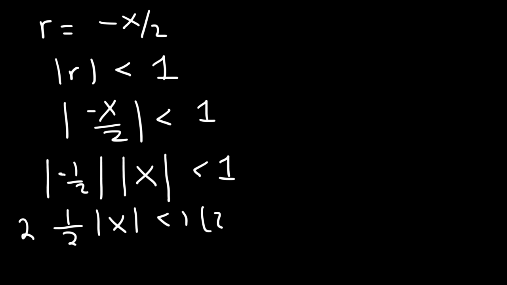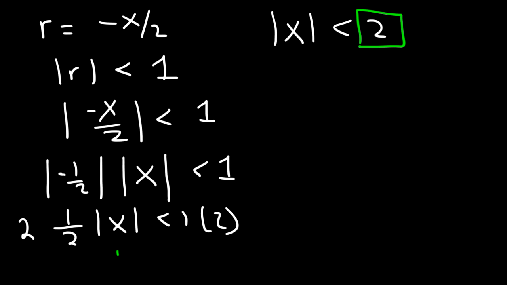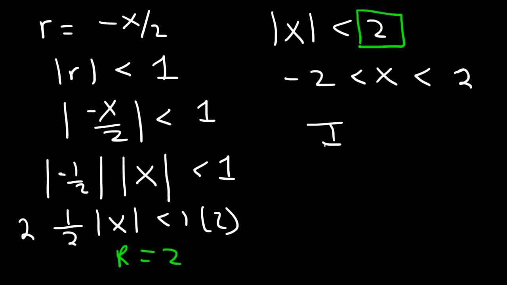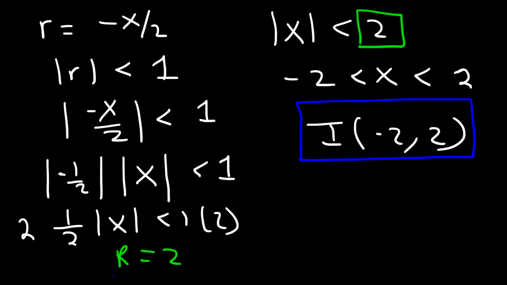Now let's multiply both sides by 2. And so the absolute value of x is less than 2. And so this is the radius of convergence, which is 2. And to get rid of the absolute value expression, we could say that x is less than 2, but greater than negative 2. So the interval of convergence is from negative 2 to 2. And so that concludes this problem. That's all we need to do.